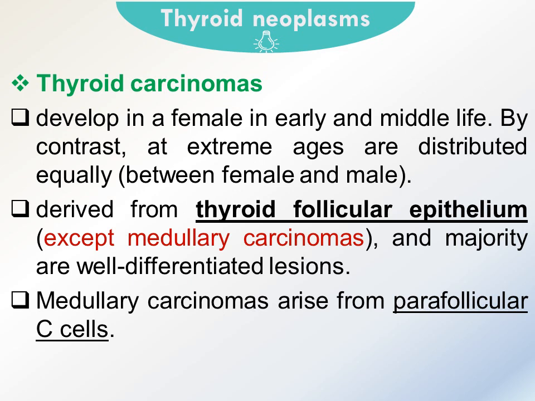The next is the malignant tumor, thyroid carcinomas. There is a female predominance among patients who develop thyroid carcinoma in the early and middle adult years. By contrast, in childhood and late adult life, cases are distributed equally between males and females. Most thyroid carcinomas, except medullary carcinomas, are derived from the thyroid follicular epithelium, and the majority are well differentiated lesions. In addition, the medullary carcinomas arise from the parafollicular C cells rather than follicular epithelium.